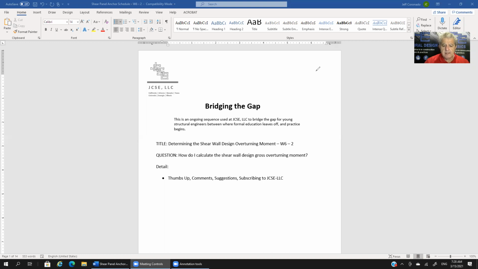So with that said, let's jump into the session that we're covering right now, which was prompted by a question. Basically, how do you calculate the shear wall design? Notice how I'm saying design, the shear wall design gross overturning moment. So not only are we going to calculate the gross overturning moment, which is a very theoretical process, but also how do you then adjust that overturning for design purposes?